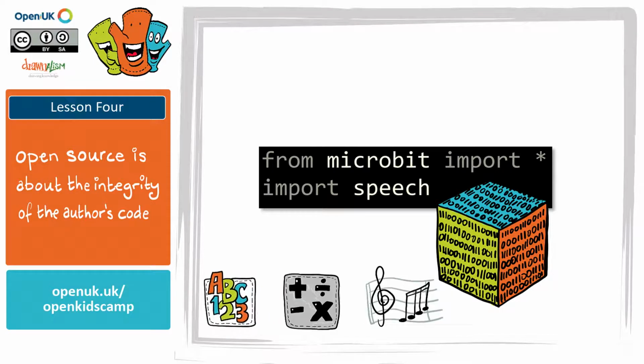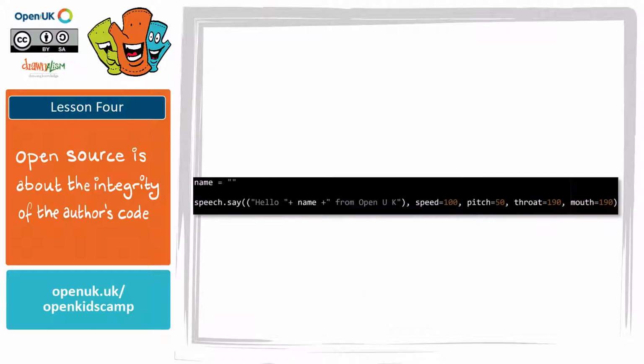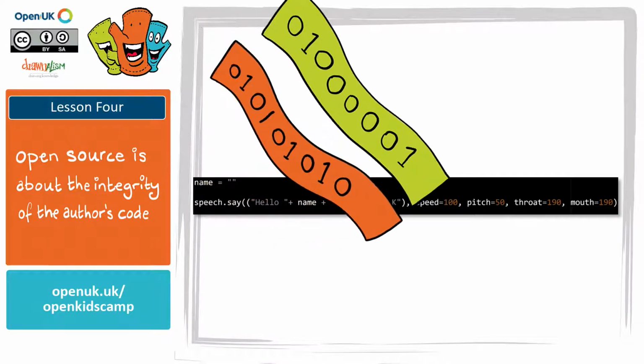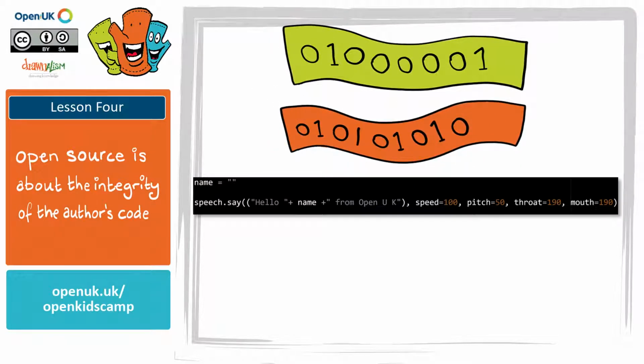Like the last time, we need to import the modules we want. Of course, we want the microbit, but instead of music, this time we're going to import speech. Let's create a new variable called name and set it equal to your own name. Don't forget to put the quotation marks at the start and end of your name. This tells the program that the name variable is a string.